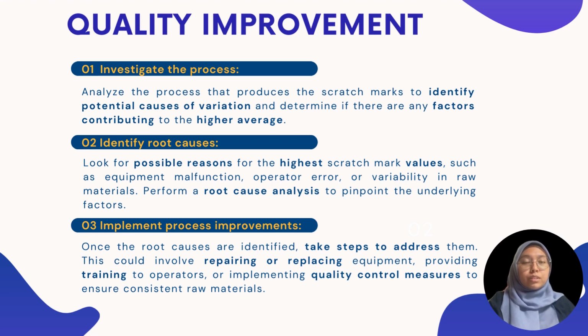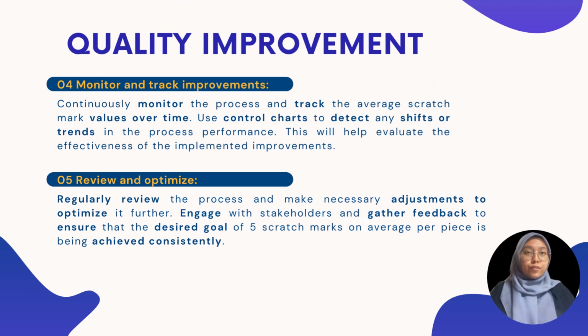The third step is by implementing the process improvement. Once the root causes are identified, take steps to address them. This could involve repairing or replacing equipment, providing training to operators, or implementing quality controls measures to ensure consistent raw materials. For the fourth step, continuously monitor the process and track the average stretch mark values over time. Use control charts to detect any shifts or trend in the process performance. This will help evaluate the effectiveness of the implemented improvement.